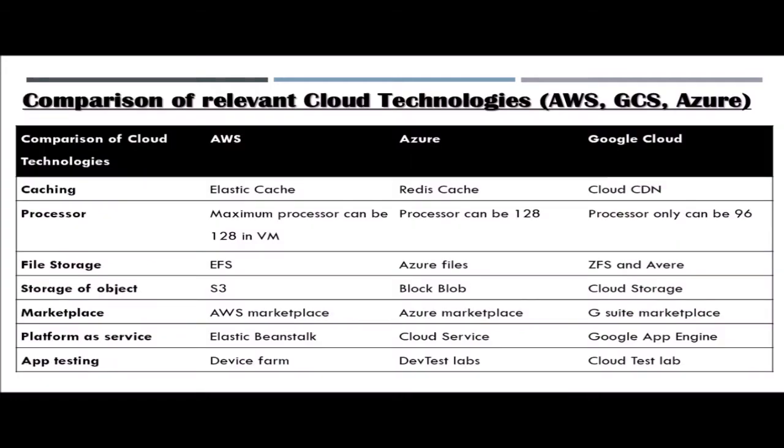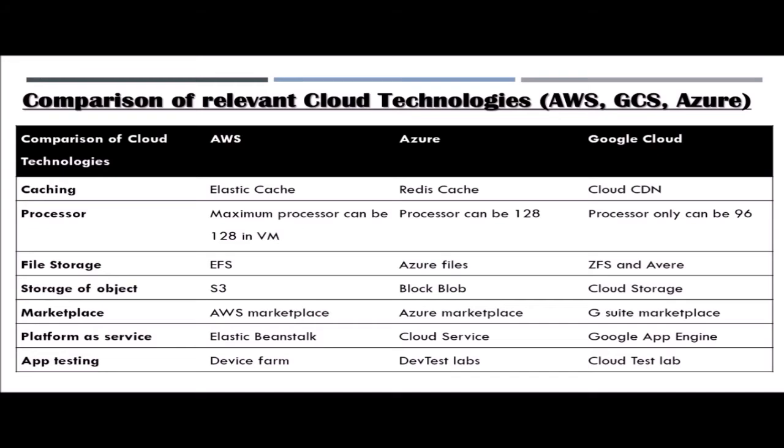Here I have some comparison of the relevant cloud technologies. We have compared three types: AWS, Azure, and Google Cloud. The first one is caching. It uses ElastiCache for AWS, Redis for Azure, and Cloud CDN for Google.